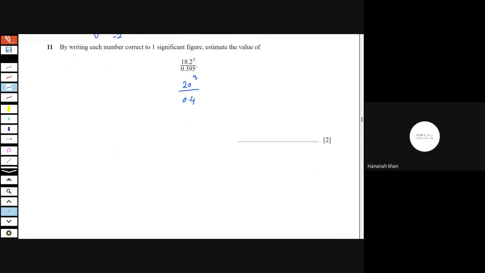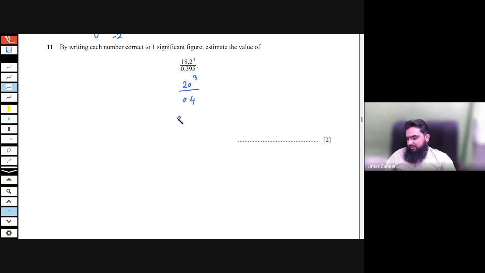No, sir. Now 2 cubed will be 8, and obviously we have 80, so we have 3 zeros, divided by 0.4. Remove the point and multiply by 10. So 4 times 2 is 8. So the final answer will be 20.